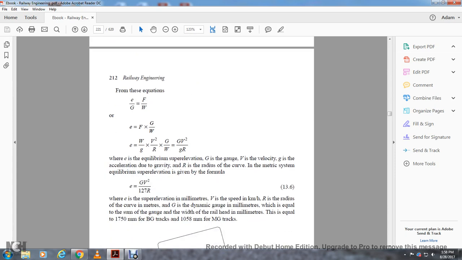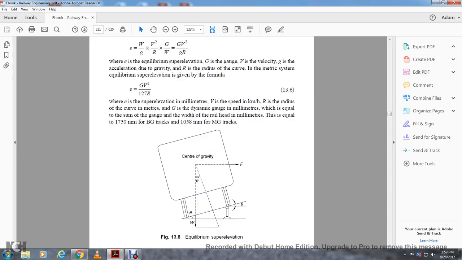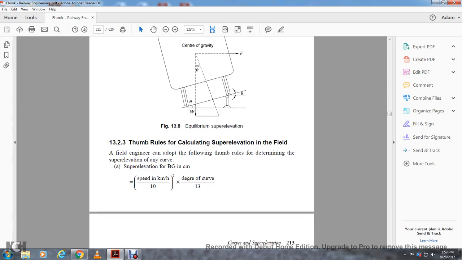Superelevation is given by the formula E is equal to G times V squared divided by 127 R, where E is the superelevation in millimeters, V is the speed in kilometers per hour, R is the radius of the curve in meters, and capital G is the dynamic gauge in millimeters, which is equal to the sum of the gauge and the width of the railhead in millimeters, equal to 1750 millimeters for broad gauge track and 1058 millimeters for meter gauge. Figure 13.1 shows the superelevation, the weight W, the angle theta, the center of gravity, and the force F.